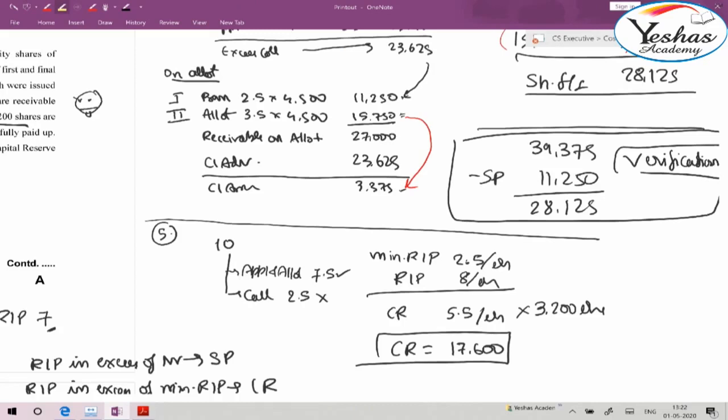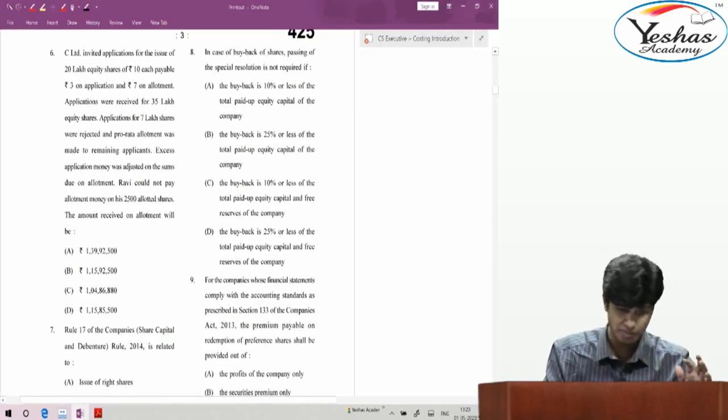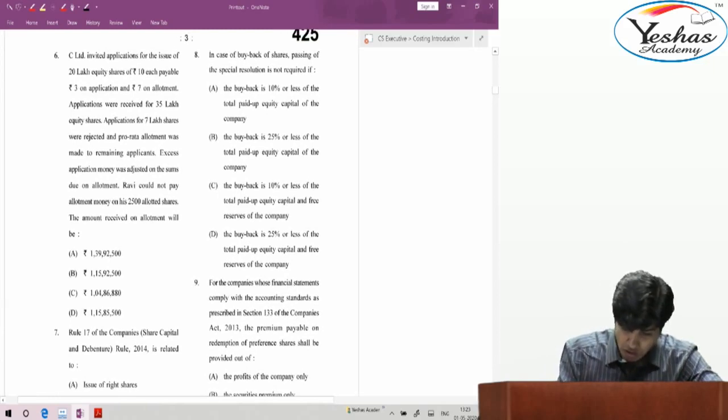Question number 6 again deals with numbers. Let us read the last line to understand what exactly they want, so that we won't waste time solving things that we don't want. The amount received on allotment will be, again, issue of shares, share capital based chapter only. C Limited invited, they asked how much money will be received on allotment. Amount received on allotment will be how much?